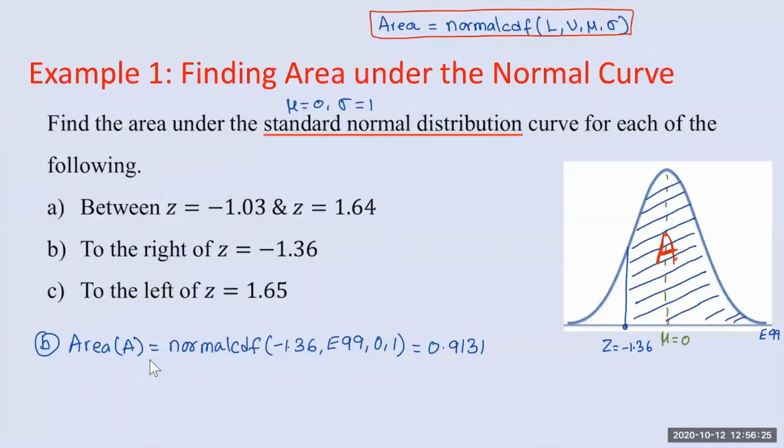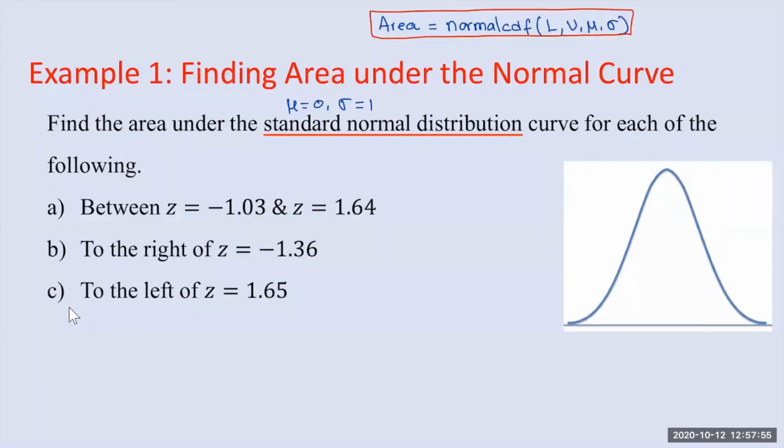So from our calculator, we got the area that is equal to 0.9131. Now we can write this in probability form, which is the probability that the Z value is to the right of this. That means Z is more than negative 1.36. Technically, Z is greater than negative 1.36, greater meaning to the right, is equal to 0.9131. So that's how we can write the same result using the probability form.